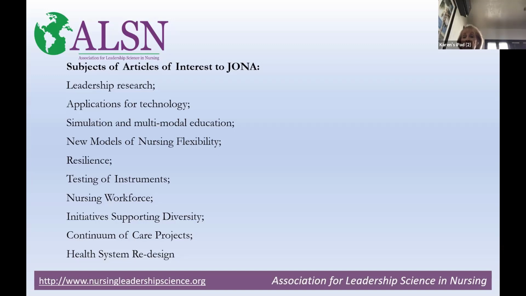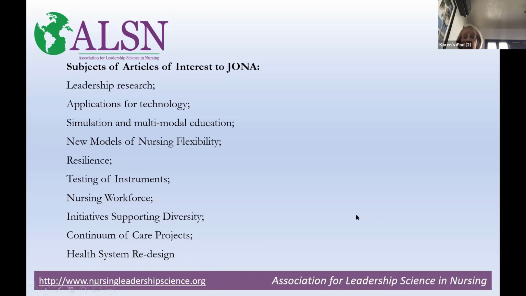New models of staffing flexibility in nursing. I know we all had some struggles staffing in the last couple of years, and I think we have to look at some new models of care. I know I've seen a lot written on primary care versus team nursing, and I think surely there's more than two ways to provide care, and I would like to see some emerging models on nurse staffing. Resilience, we talked about, that's going to be a hot topic, and it's not just for nurses.